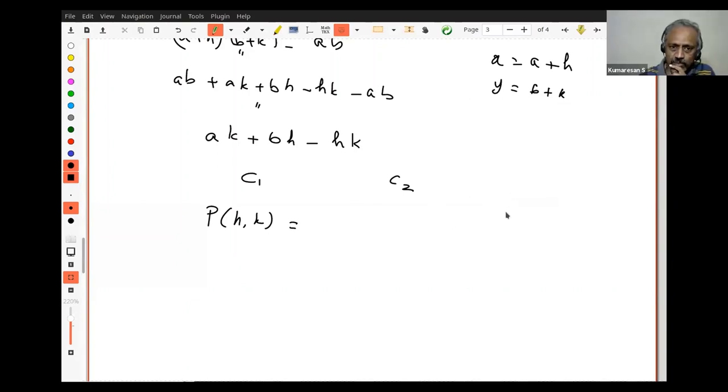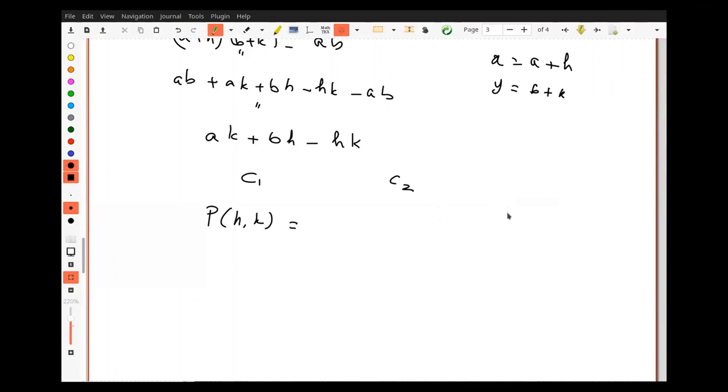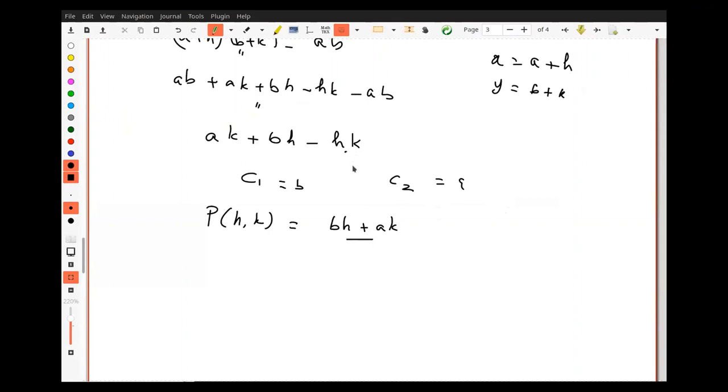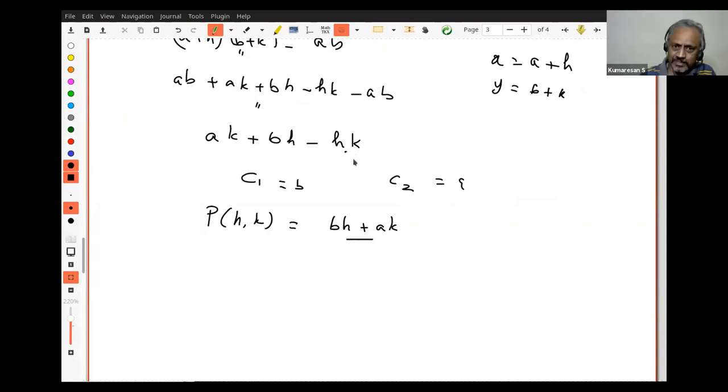But then what is my C1? C1 is b and C2 is a. Therefore, it is bh plus ak. That's my first degree polynomial. The term hk is second degree: in h it's first degree, k is first degree, but the product will be degree 2. You follow that?